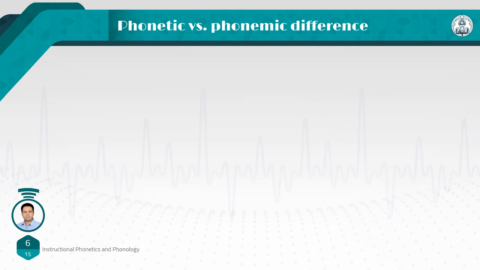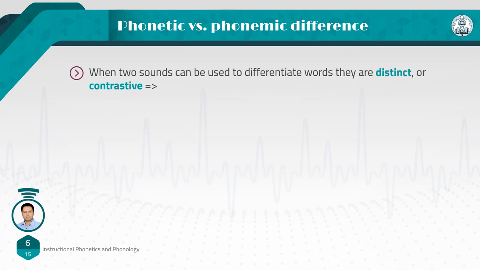Next thing you need to know is phonetic versus phonemic difference. When two sounds can be used to differentiate words, they are distinct or contrastive. One of the most important properties of a phonological distribution is this relationship, called distinctiveness or contrast. So when two sounds can be used to differentiate words, they are said to be distinct or contrastive. The phonetic difference is phonemic here, as opposed to simple phonetic difference. In phonetics and phonology, these three terms are used synonymously: distinctive, contrastive, and phonemic.